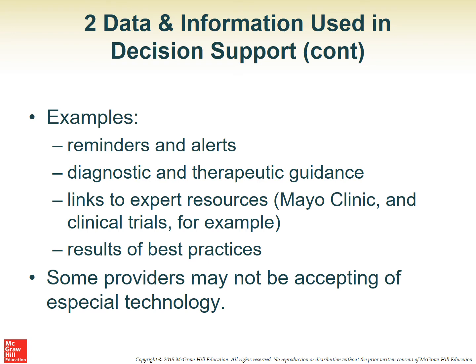Next slide, the same topic: data and information used in decision support. Examples include reminders and alerts, diagnostic and therapeutic guidance, and links to expert resources such as Mayo Clinic and clinical trials for best practice. These are examples of how the information or data I have, together with another institution, can help me be more efficient, also with reminder and alert alarms, or linking with expert resources.